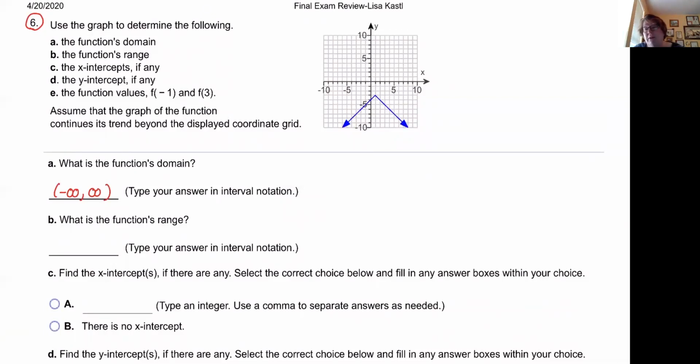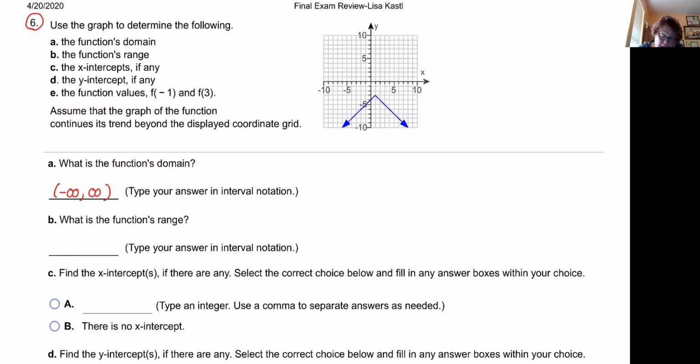But what's the range? Well, this function has a top limit. It does not go beyond -3. It comes from -infinity and it stops at -3. There are no values of this function larger than -3. So the range of this function is -infinity to -3.